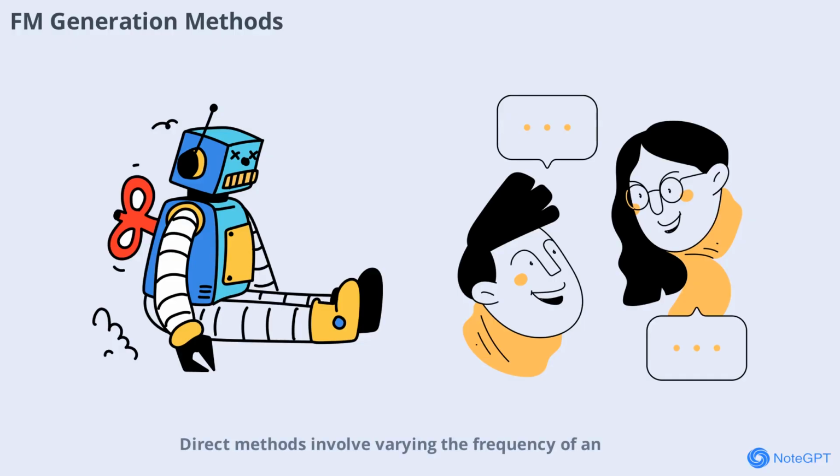Direct methods involve varying the frequency of an oscillator directly in response to the message signal. Indirect methods, on the other hand, use phase modulation techniques to achieve frequency modulation. Both approaches have their own advantages and are chosen based on system requirements, complexity, and performance needs. Let's explore the direct methods first.